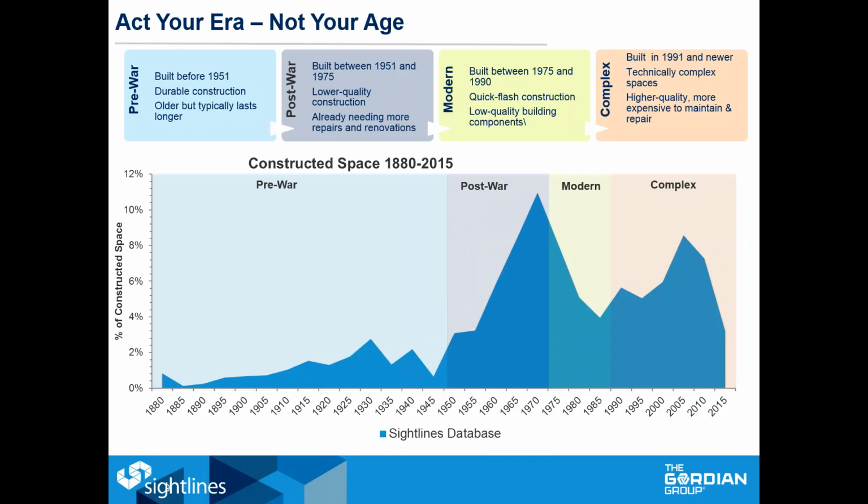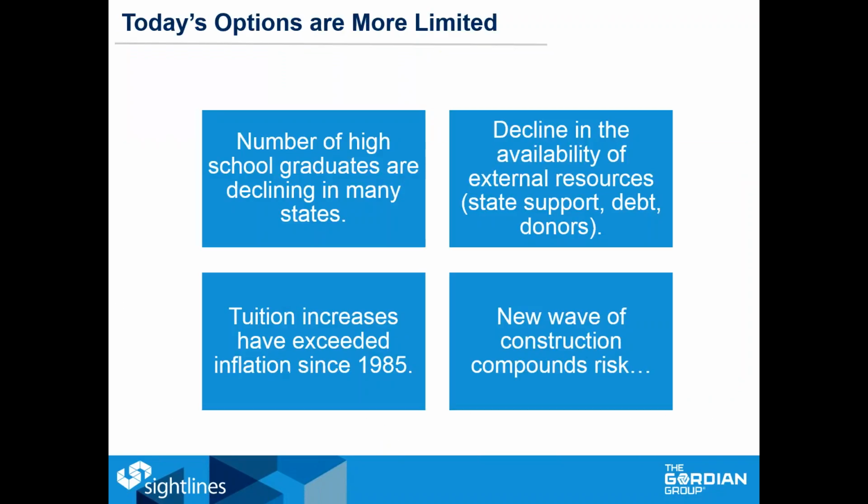In the 80s, you could do a lot of different things. You could borrow money, you could spend endowment, you could raise tuition, you could increase enrollment. We can't do that today, and the reason why is we have many states with declining high school graduates. The availability of external resources, including state aid on the public side, but gifts, grants, decreased. We can't really raise tuition much anymore because we've increased that over the price of inflation since 1985. And this new wave of construction just makes the risk even bigger.